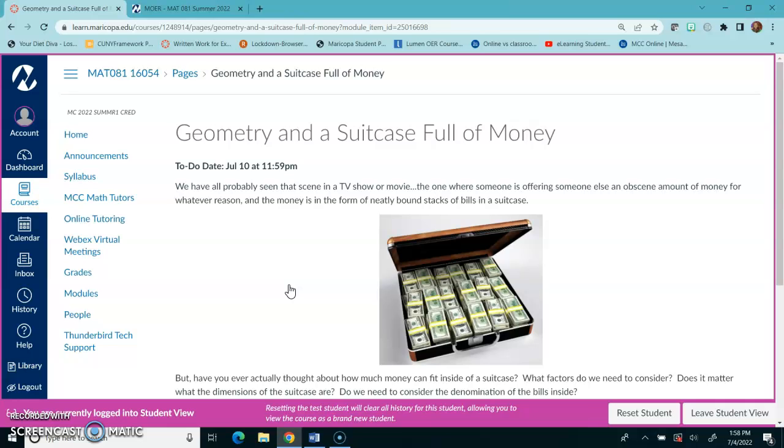So you'll notice the assignment is called Geometry in a Suitcase Full of Money. I'm sure we've all seen at least one TV show or movie before where there is that glamorous exchange of money, whether it's for a business deal or unfortunately maybe some type of kidnapping situation. You know how Hollywood can use those in their movies, but there's usually some type of exchange of money where it's in a large duffel bag or in a large briefcase or two briefcases, etc.